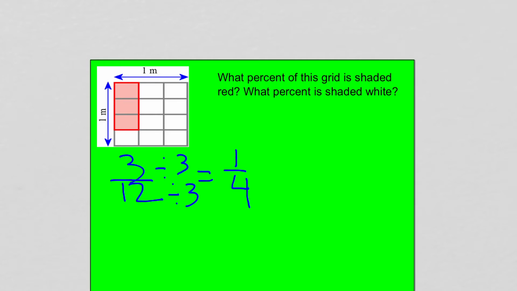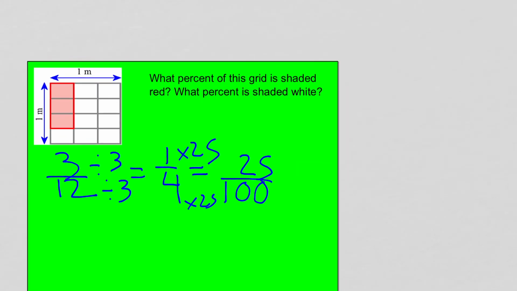Now remember, 1/4 is one of those really special fractions, right? 1/4 we can make out of 100 by multiplying by 25. And that's 25 out of 100. So what percent are shaded red? 25% of those squares are shaded red because remember, percent means out of 100.